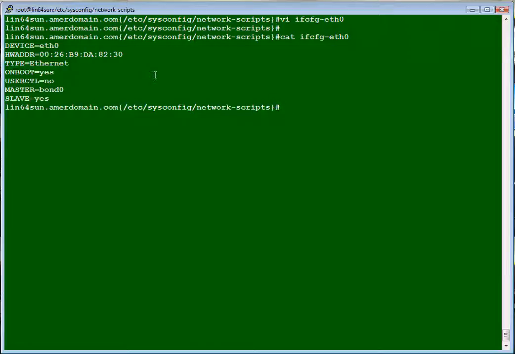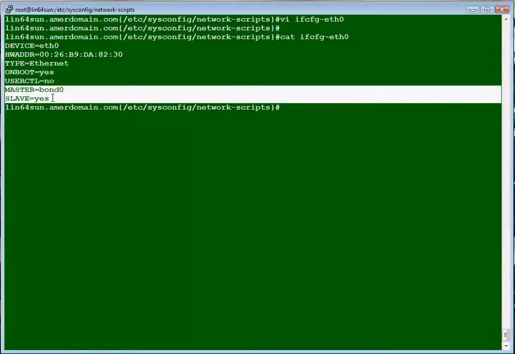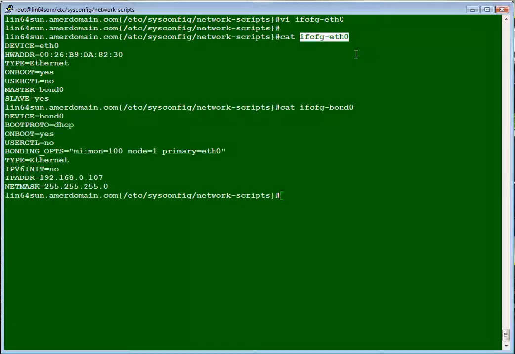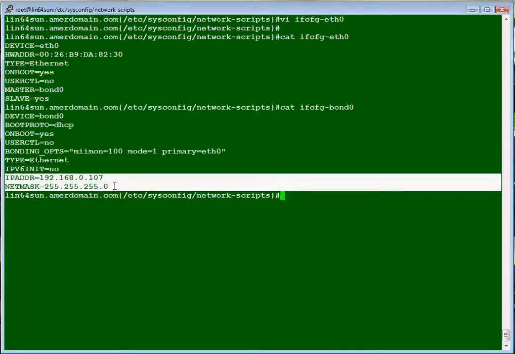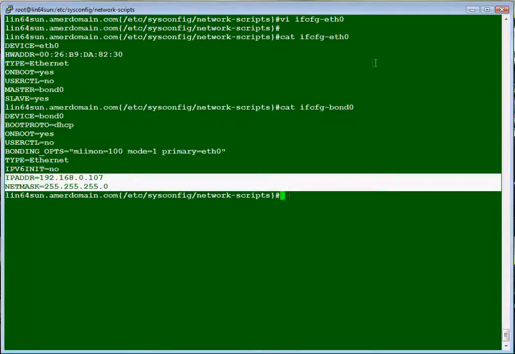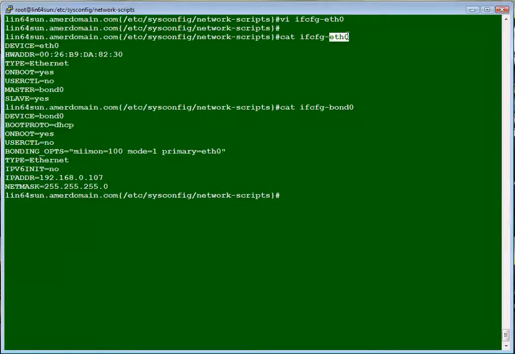If you do not have any bonding configured in the machine, in that case you can just remove these two entries and put in your IP address and netmask in this file itself. That means the IP address and netmask we have mentioned in the bond file. So IP address is very important. Without an IP address you cannot do anything. So you have to mention this IP address in your Ethernet 0 file.